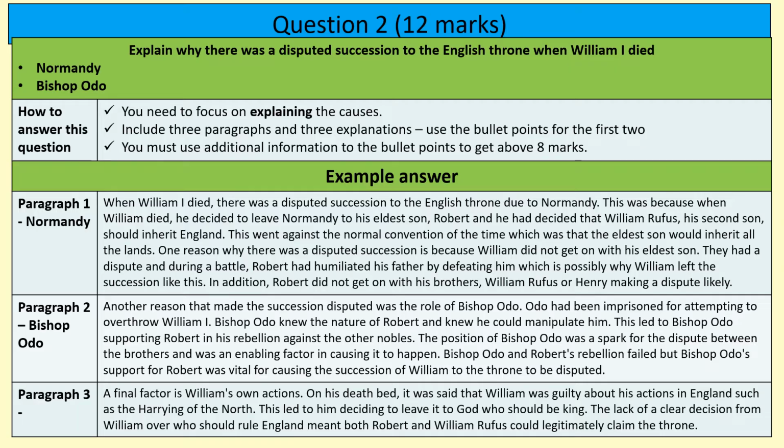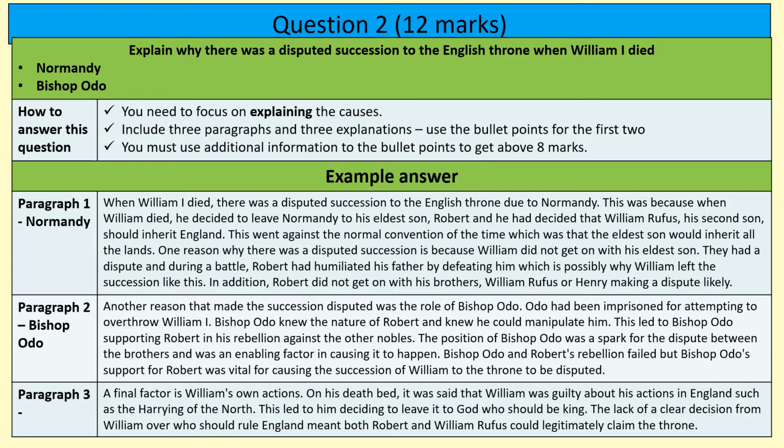Now that's nice historical language that you're starting to think about, the type of cause it is for the dispute between the brothers and was an enabling factor in causing it to happen. Bishop Odo and Robert's rebellion failed, but Bishop Odo's support for Robert was vital for causing the succession of William to the throne to be disputed.